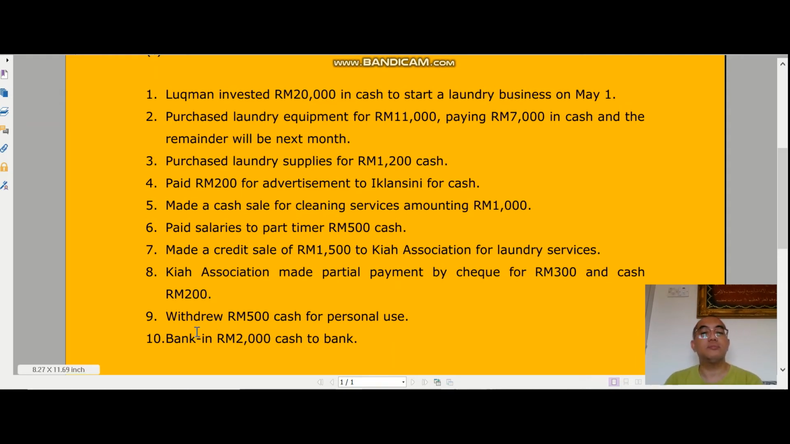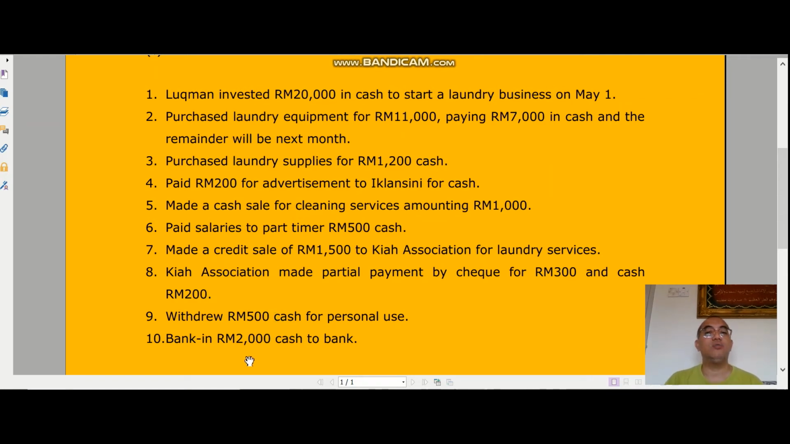What about this one? Withdrew 500 cash for personal use. This is where you withdraw cash from your own money. This is your own cash for personal use, your own usage. So this is drawings. Before this you don't have drawings. Now you have drawings. So drawings will increase and your cash decrease.